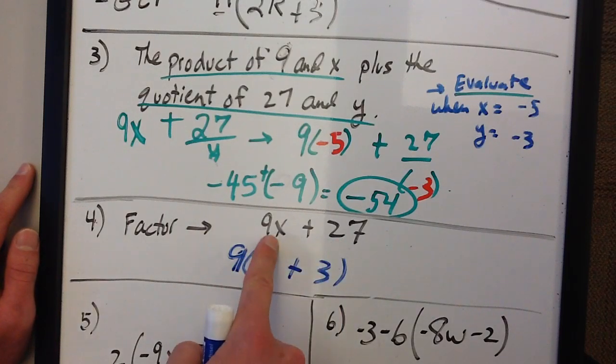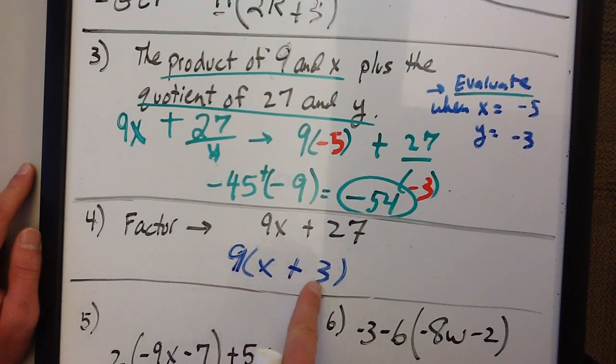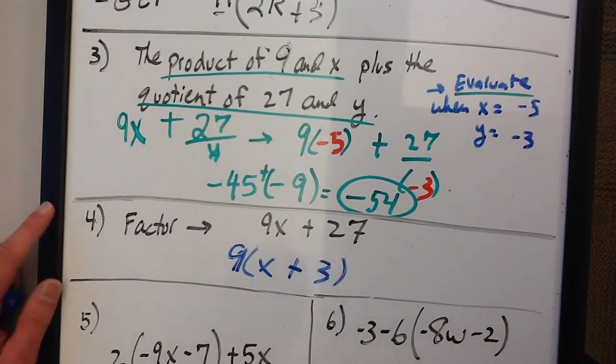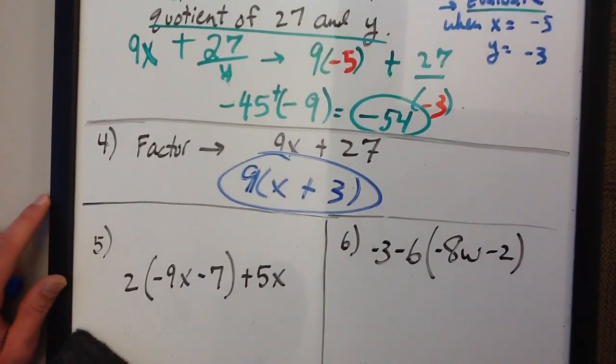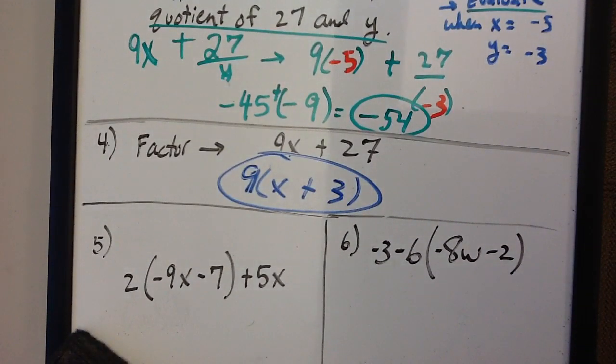9 times x is 9x. Good. 9 times 3 is 27. Good. So that works. This is the answer: 9 times x plus 3. Numbers 5 and 6. You need to simplify the expression.